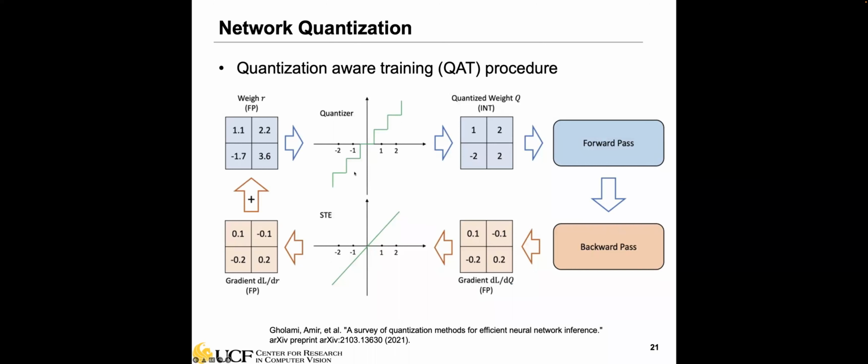So this is the illustration of the quantization aware training procedure, right? So you have this weight and you go through this quantizer, right? Depending on the bit width you want, you will quantize to the corresponding bit width. And then you do the back propagation, do the update, right? So this is involved in the training process.